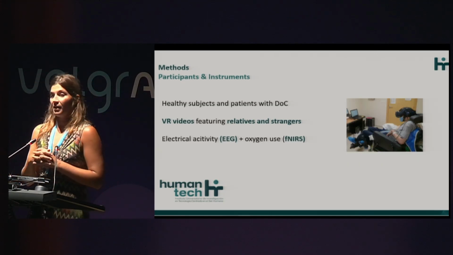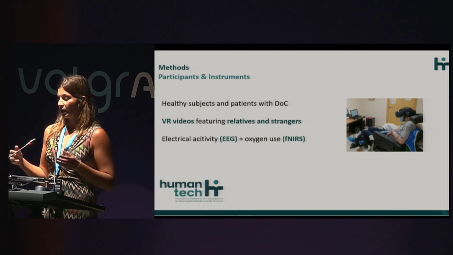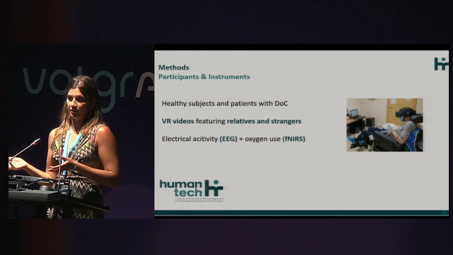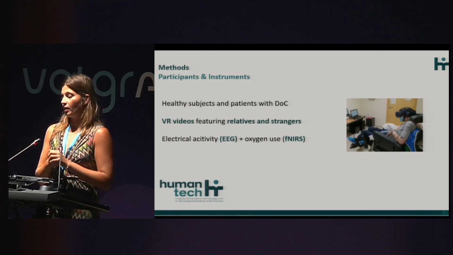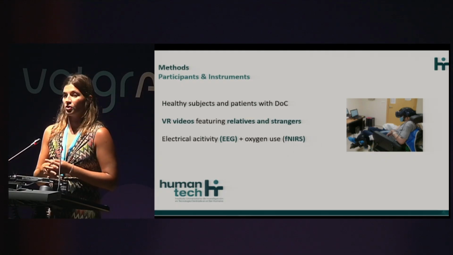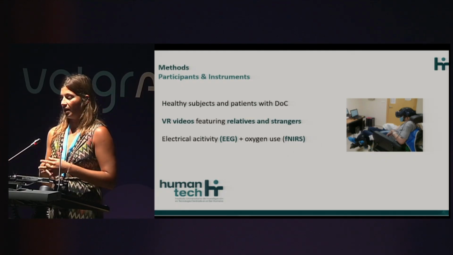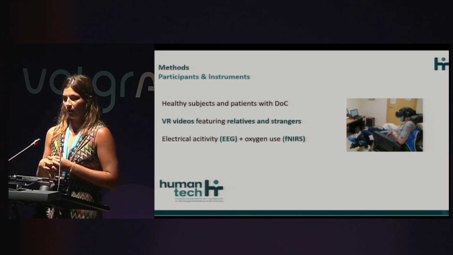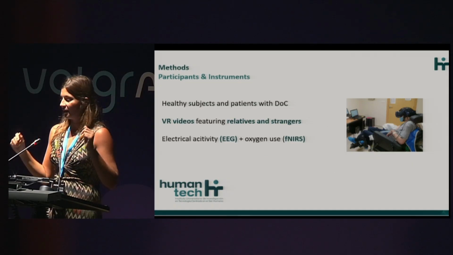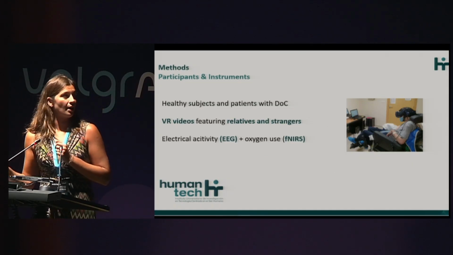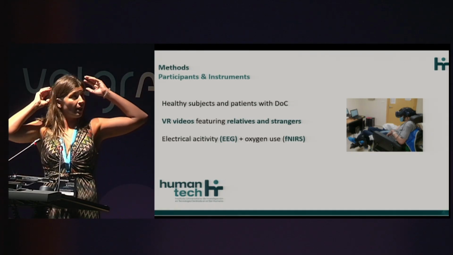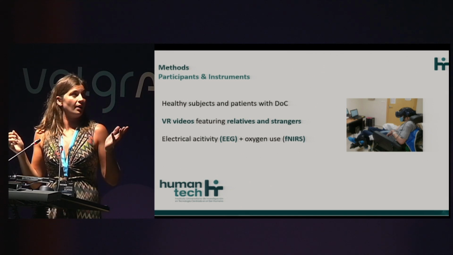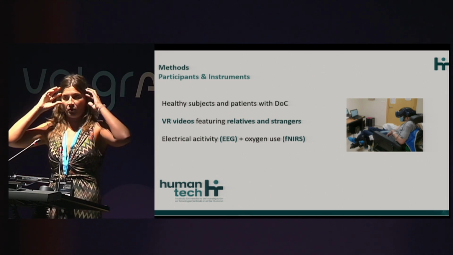And while these patients are watching these videos in the immersive virtual reality environment, we record the electrical brain activity using a 32-channel electroencephalograph, and also the metabolic activity, so the oxygen use of the blood, using functional near-infrared spectroscopy on the prefrontal area. Here you see an example. This was a patient doing an experiment. He's wearing the cap with the EEG electrodes and fNIRS optodes, and also he's watching maybe his mother talking to him through the virtual reality glasses.